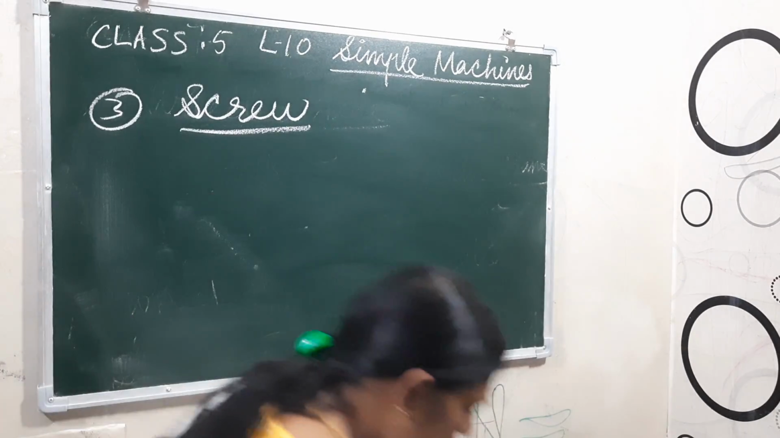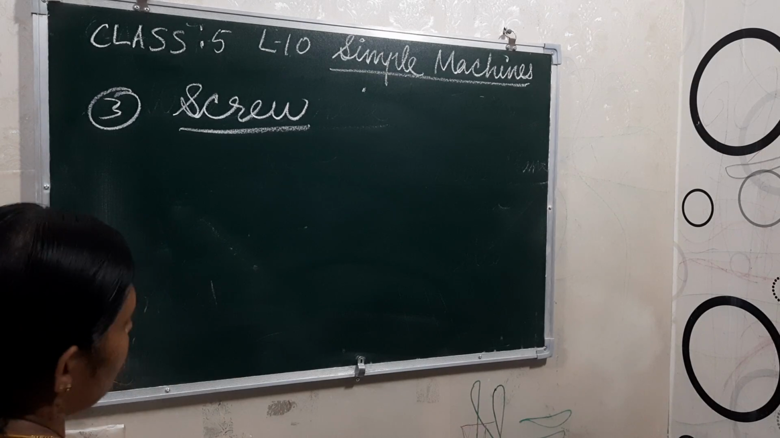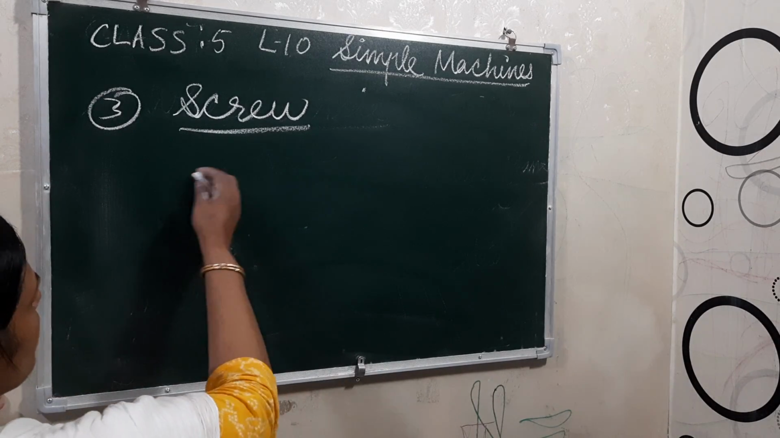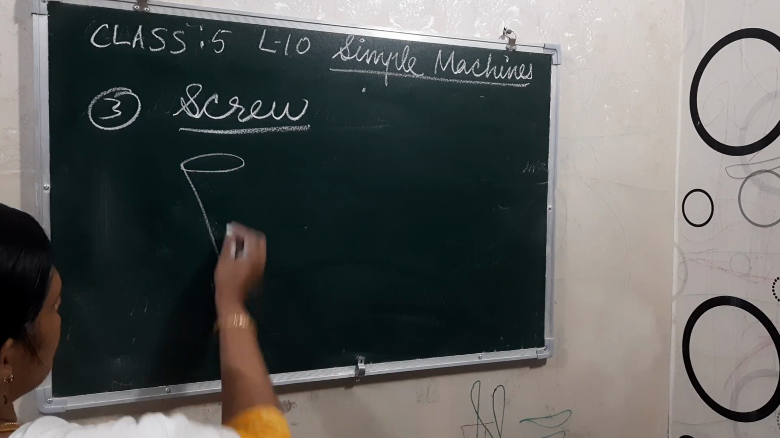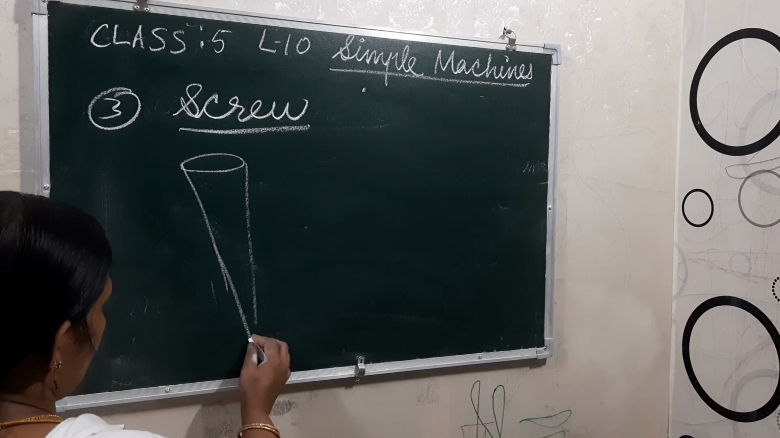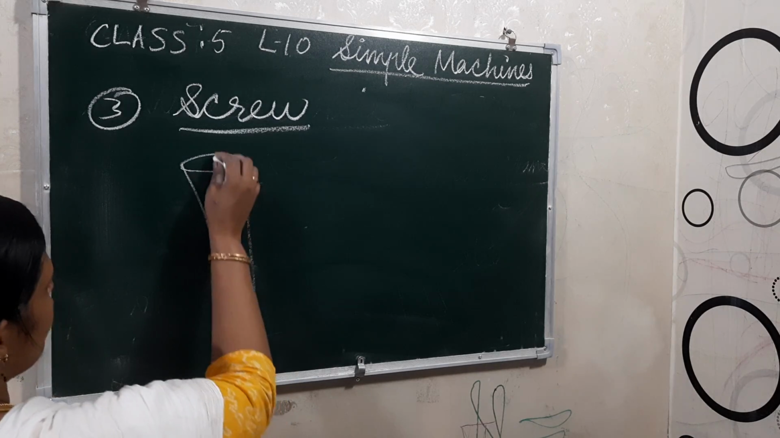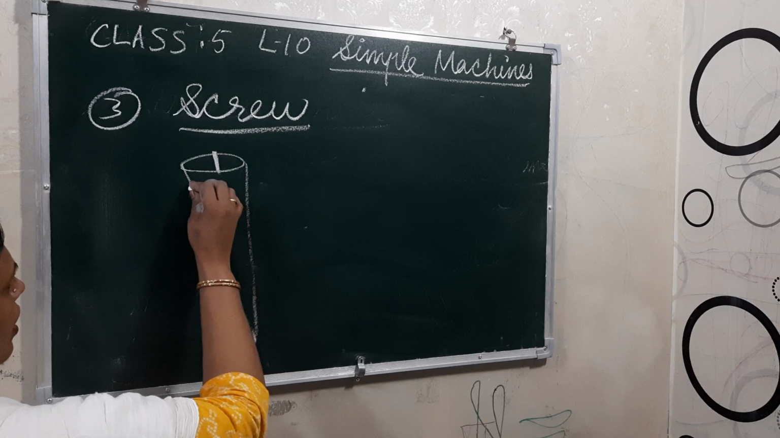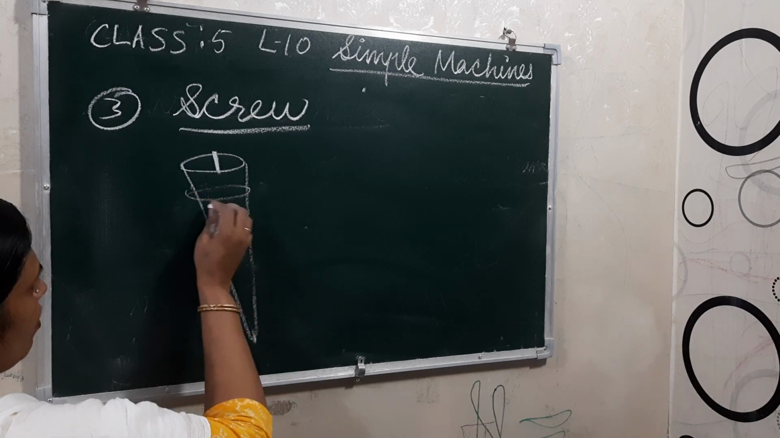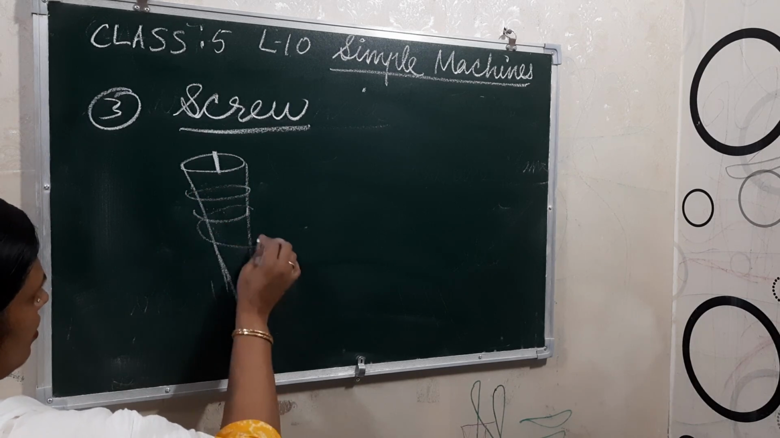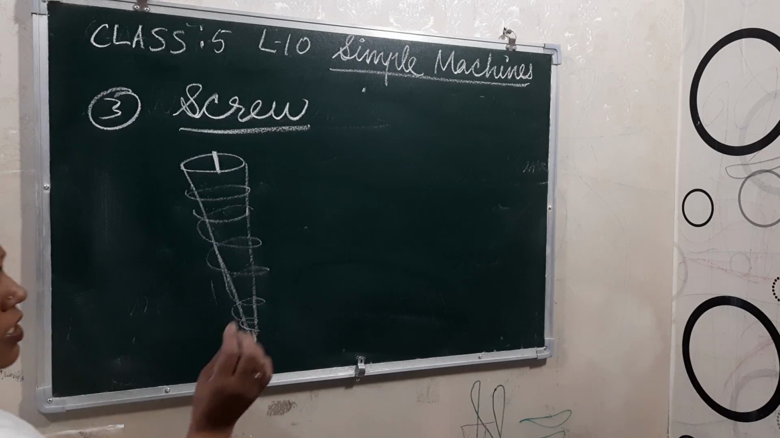Understood? Here this is the nail, and this one has this portion and is wound around like this. So this is the screw.